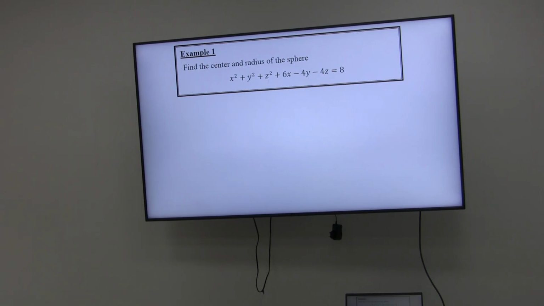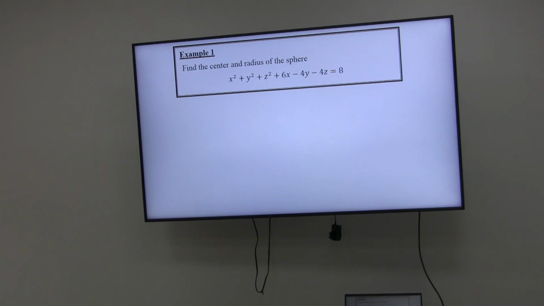If I look directly at this equation, I would discover that I don't have x times y, y times z, or z times x. Also the coefficients of x square, y square, z square have the same sign, and they are all equal to 1. So 100% it's going to be a sphere. How do we get the center?